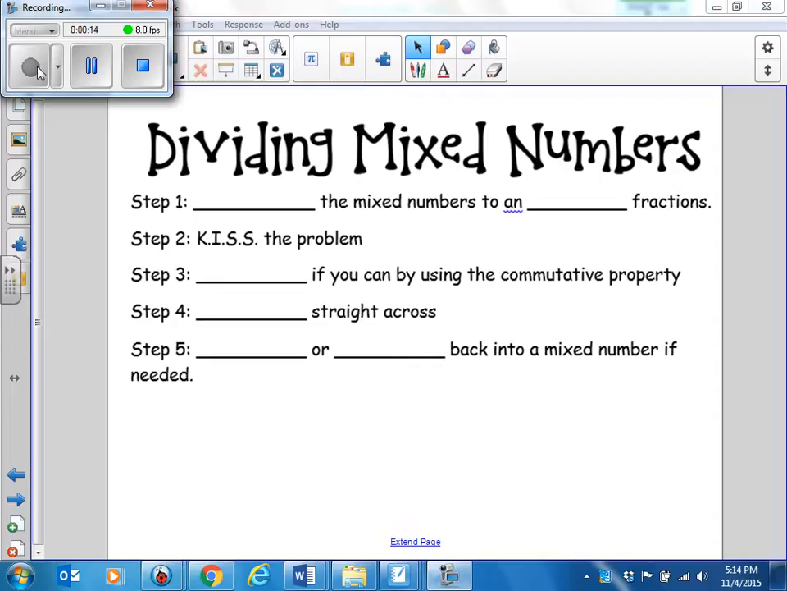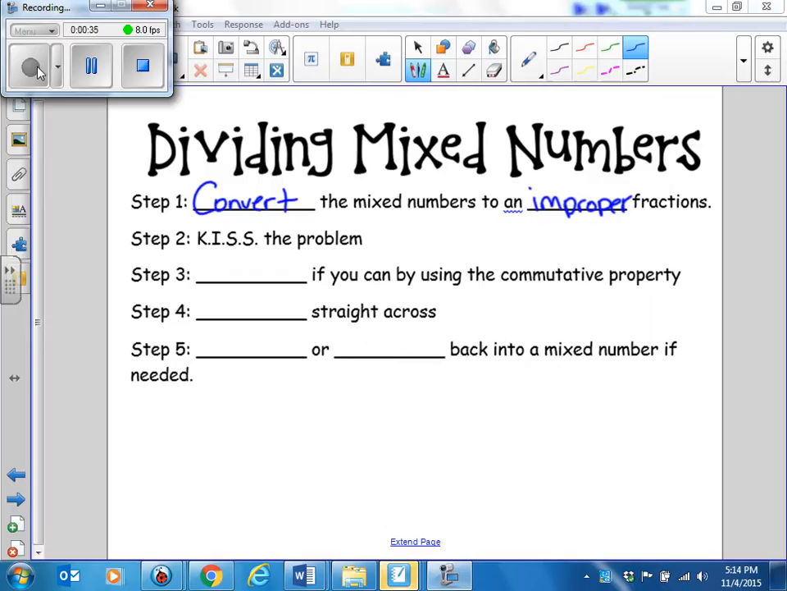So step one, what did we do when we multiplied mixed numbers? Think about that for a minute. What did we have to do? We first convert the mixed numbers to an improper fraction. One or both, however many mixed numbers we have.